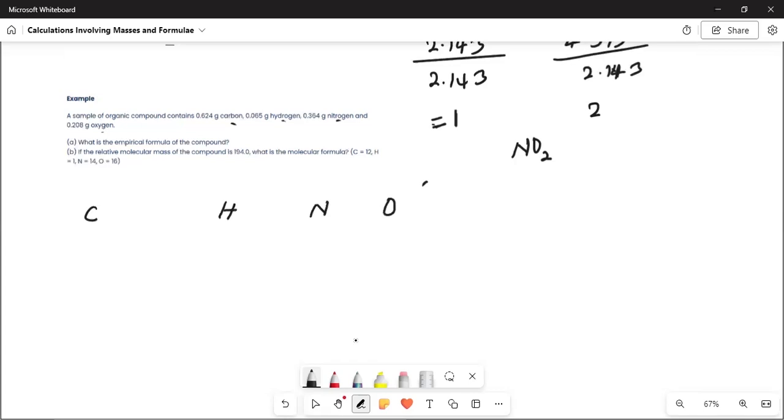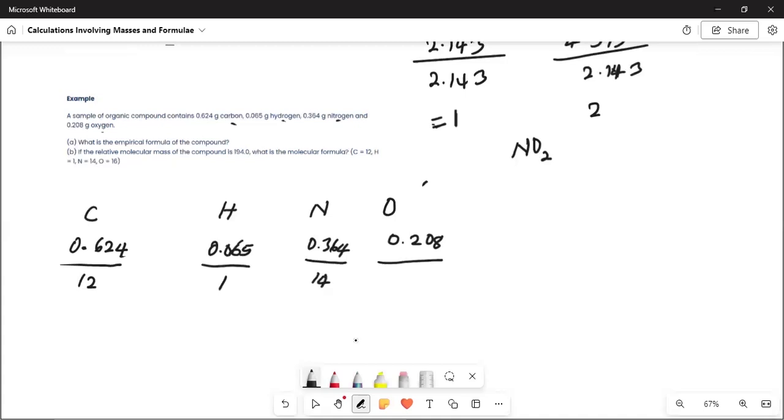The mass of carbon is 0.624. The marker is trying to hang. Then that of hydrogen is 0.065, and nitrogen is 0.364, while oxygen is 0.208. And dividing through by their relative atomic mass, that of carbon is 12. By trying to get the mole ratio of the element, the mole ratio is reacting mass divided by the relative atomic mass. So for hydrogen, the relative atomic mass is 1, nitrogen is 14, and oxygen is 16.